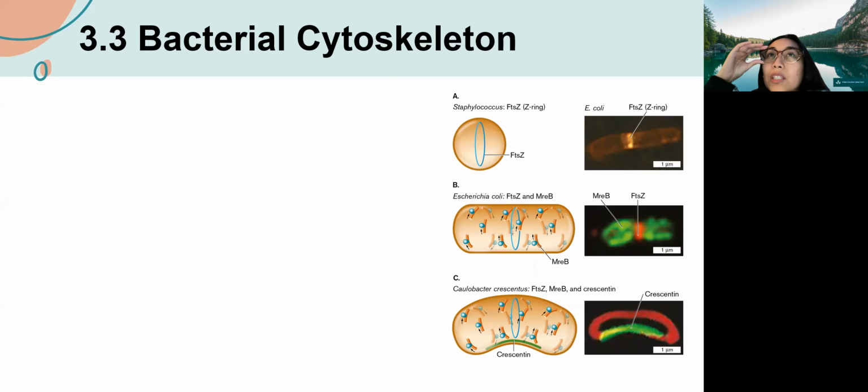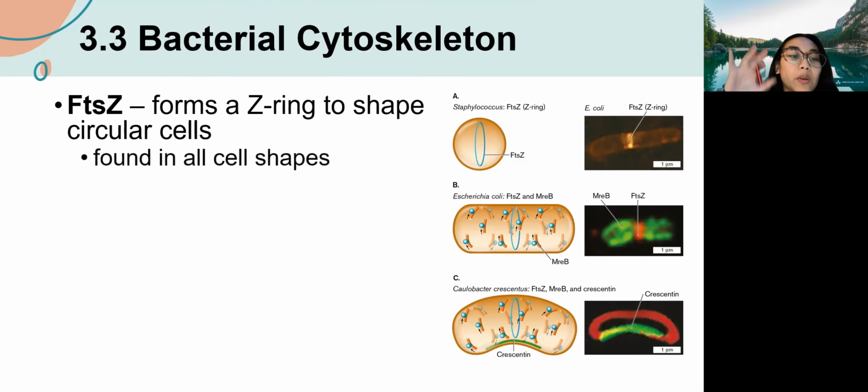So the first one is FtsZ. This one forms the Z ring that goes around the bacteria. So here in this circular shaped bacteria, you'll see the Z ring, FtsZ, forms the little ring that goes around the bacteria. So it kind of makes sure that they're circular. Okay. By the way, FtsZ is found in all bacteria. So all types of bacteria have FtsZ, whether they're circular or rod-shaped or whatever, or at least the three that I'm talking about here.